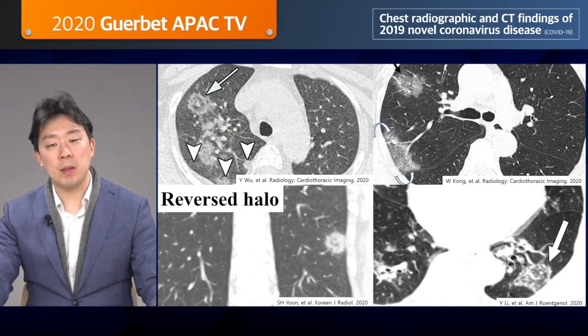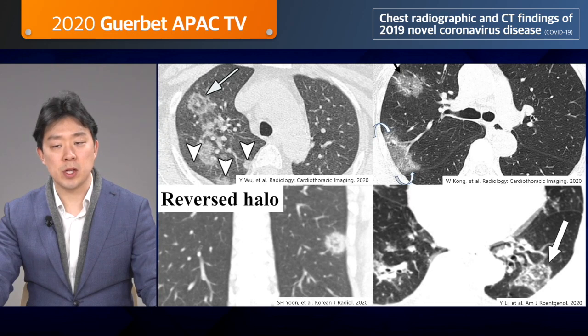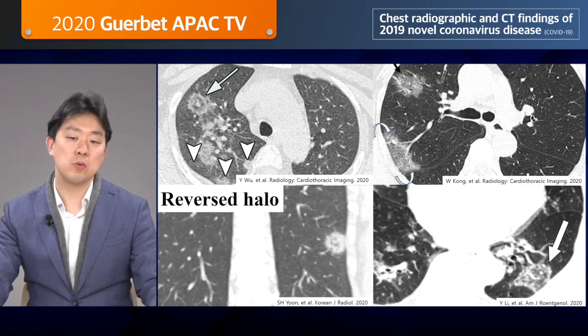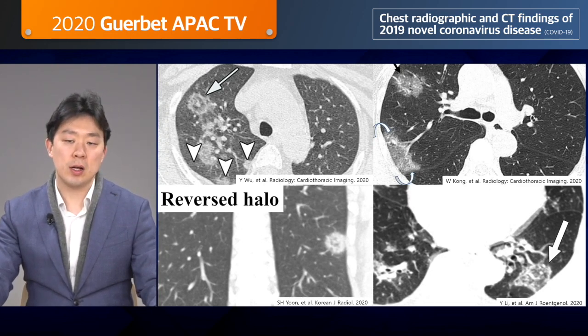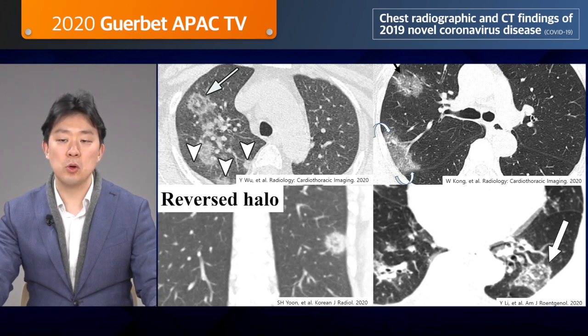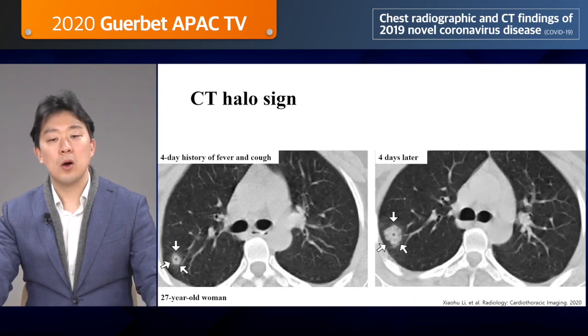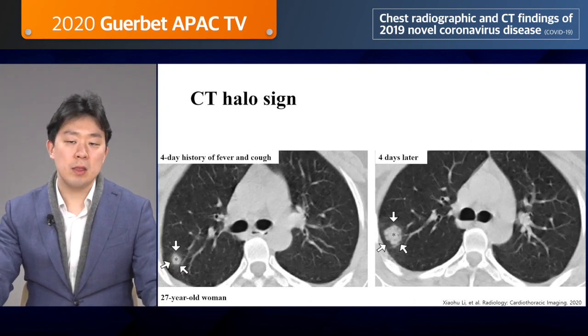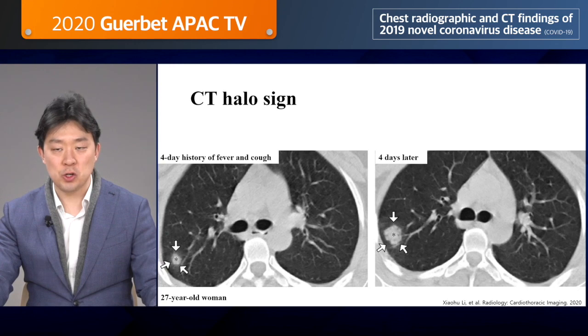COVID-19 may manifest as a reversed halo sign on chest CT images, although they may resemble the reversed halo in organizing pneumonia. Some halos appear to have thicker limbs, and some parts of inner attenuation are higher than pure ground glass opacities. One case with COVID-19 manifested as a single nodular CT halo sign in the literature.